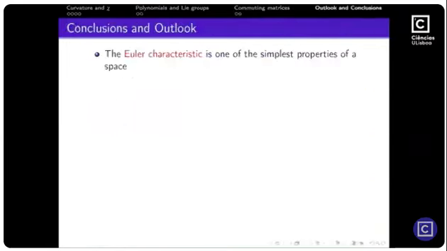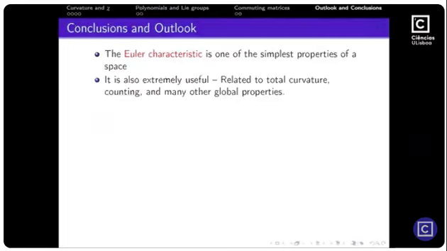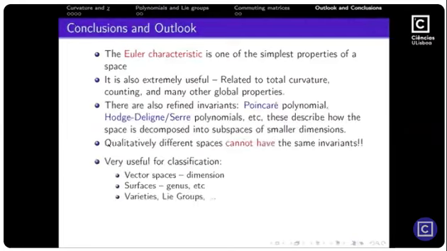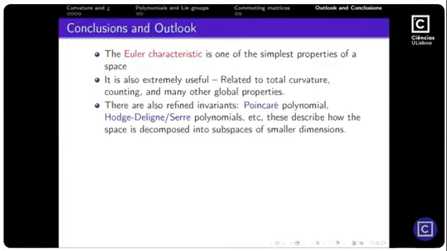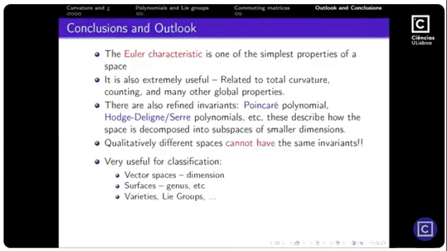Okay. So, conclusion. The Euler characteristic is one of the simple properties of a space. This is at least a concept I want to convey today. But it's also extremely useful. It's related to total curvature counting, surprisingly, and many other global properties. There are also many other refined invariants that I cannot talk about today, but they are studied in a master course on algebraic topology, let's say.